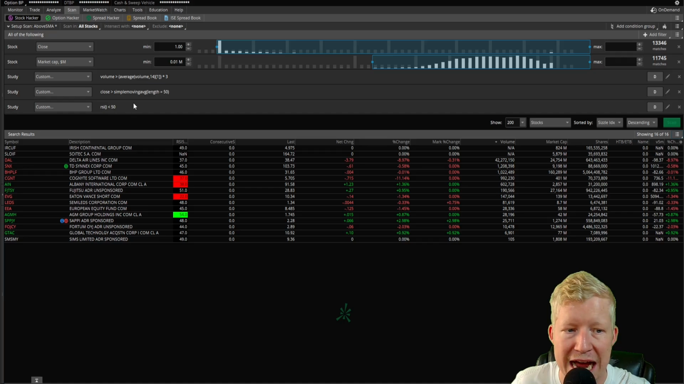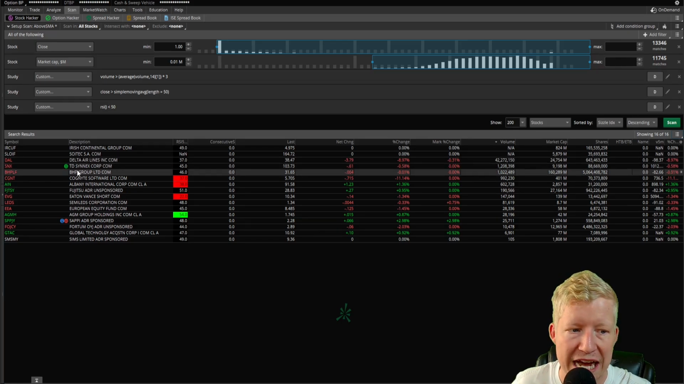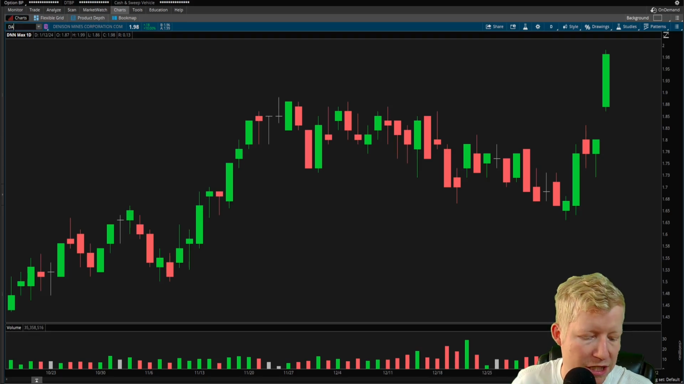So let's up the RSI a little bit. Now RSI under 50 instead of 40. You're getting some stocks now. Delta, we've already looked at. SNX, BHPLF, a 5 ticker symbol there. But let's go ahead and flip through.